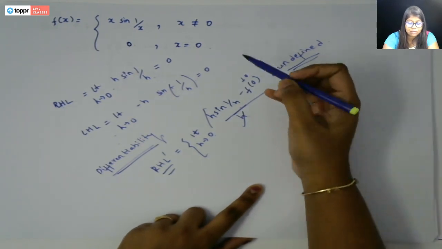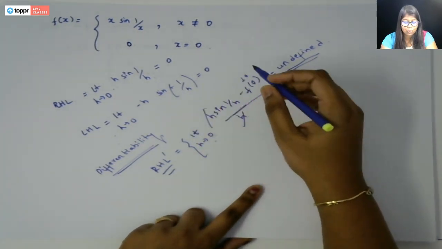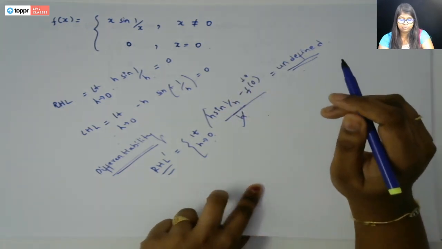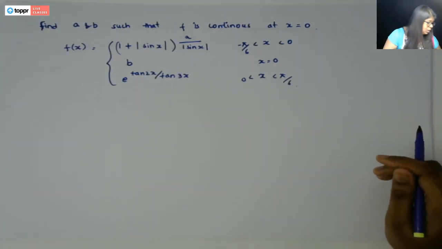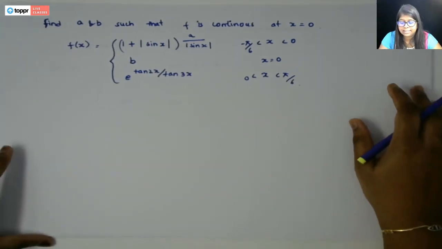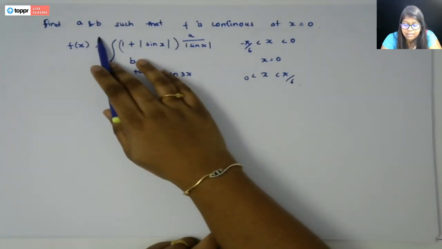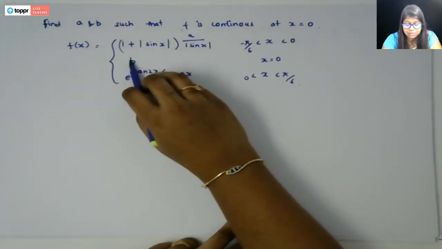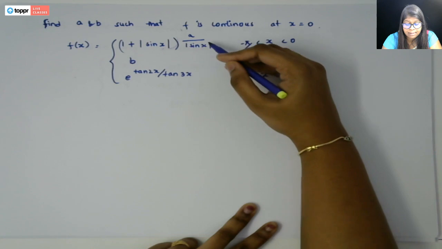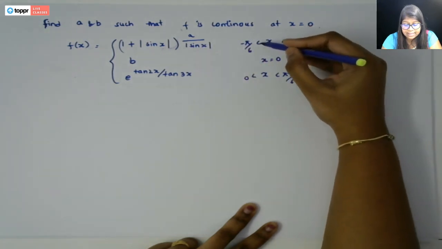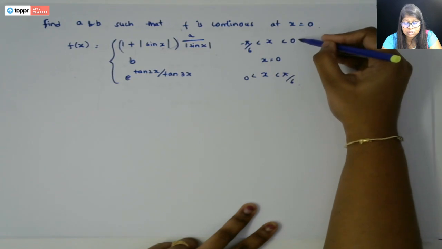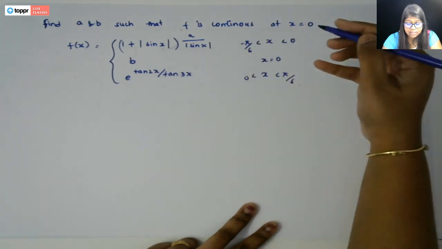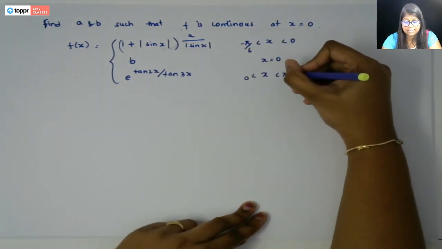So we substitute the values of h and write in terms of the formula, and then we try to figure it out. Now, let's take another example which says: find the values of a and b such that f is continuous at x equal to 0 for the function (1 plus mod sin x) whole power a by mod sin x for x between minus pi by 6 and 0, b for x equal to 0, and e power tan 2x by tan 3x for x between 0 and pi by 6.